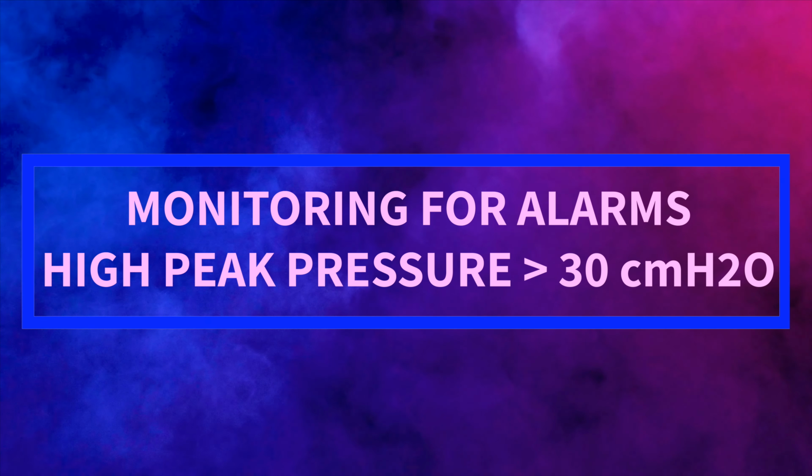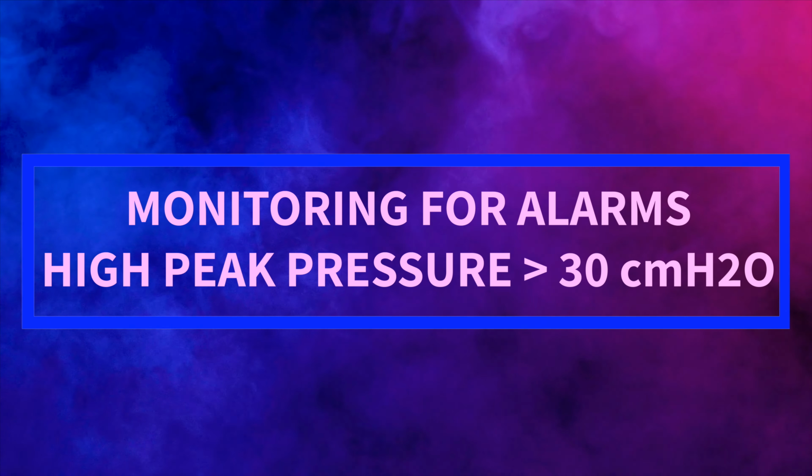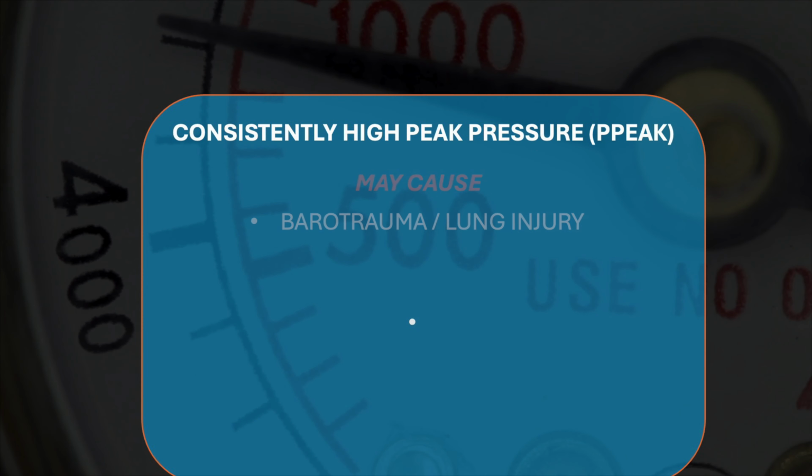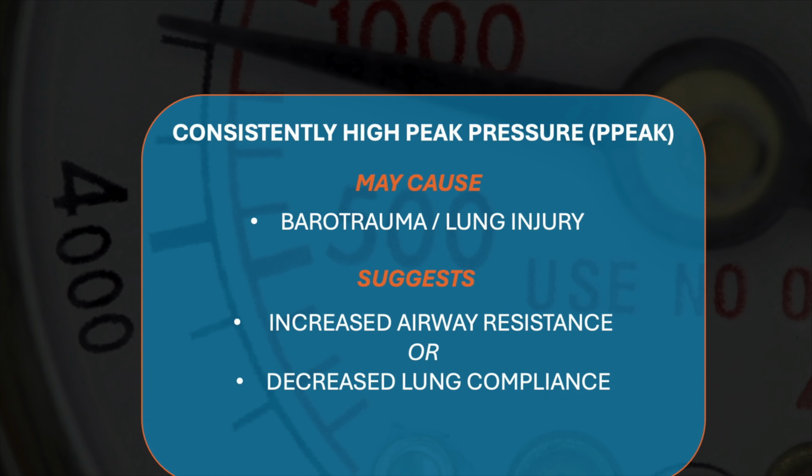Typically, peak pressures over 30 centimeters of water in adults are considered elevated. Persistently high peak pressures can lead to barotrauma. However, certain manageable conditions may cause increased peak airway pressures. Therefore, if the peak pressure is high, consider why this is the case.